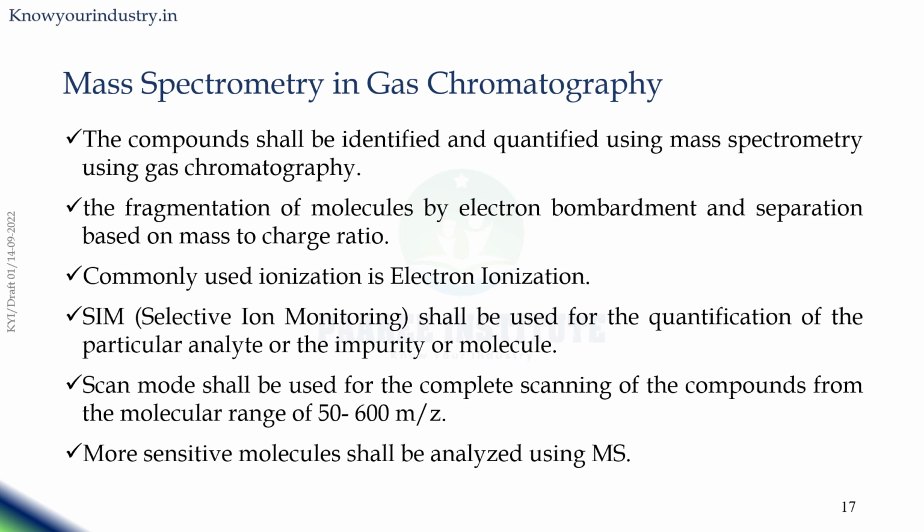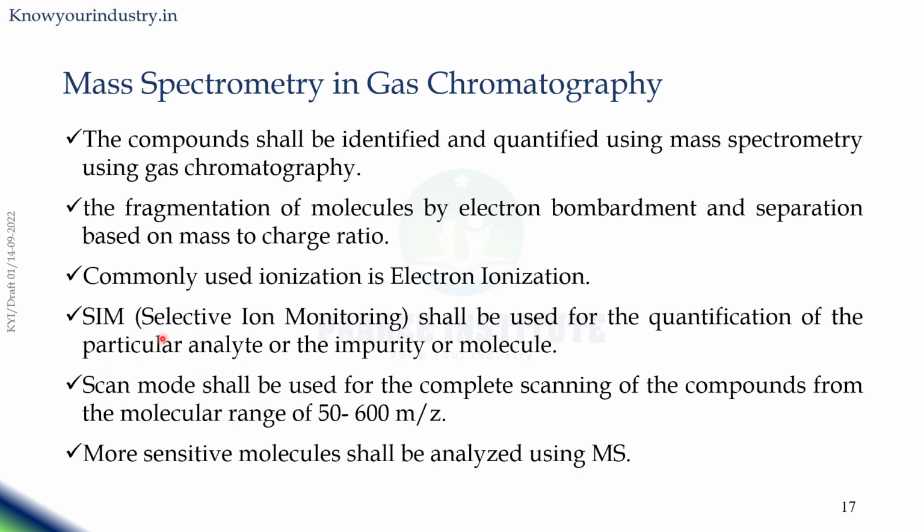This particular slide talks about the mass detector used in gas chromatography, that is the GCMS system, which is generally used to identify and quantify various compounds. Here the fragmentation of the molecules is generally by electron bombardment, then the separation is based on the mass to charge ratio. The commonly used technique for ionization is electron ionization, and in this method you can use the SIM method as well as the scan method.